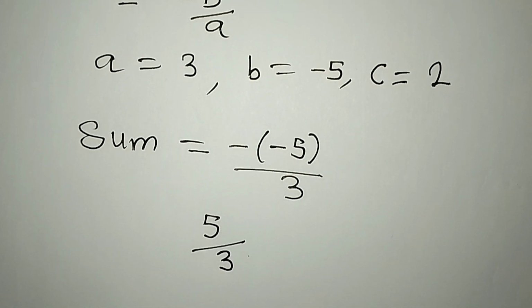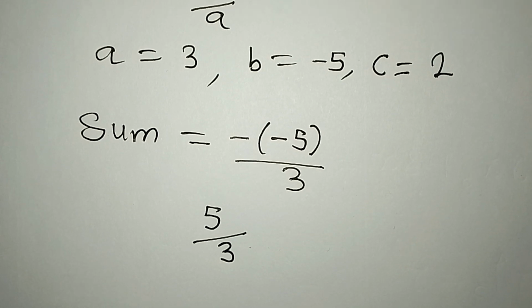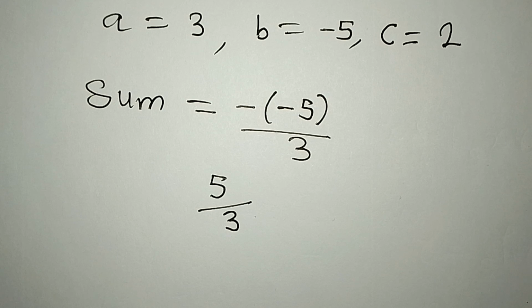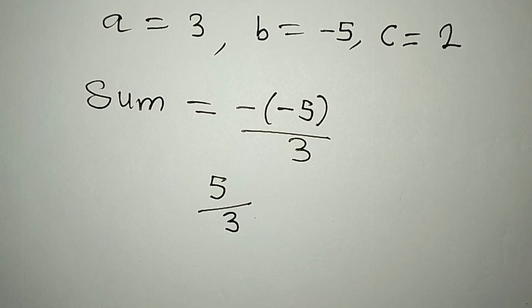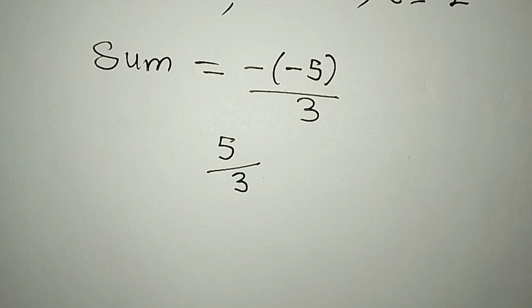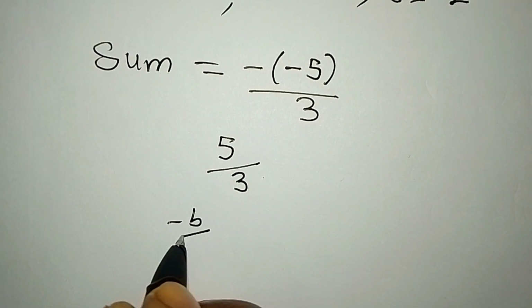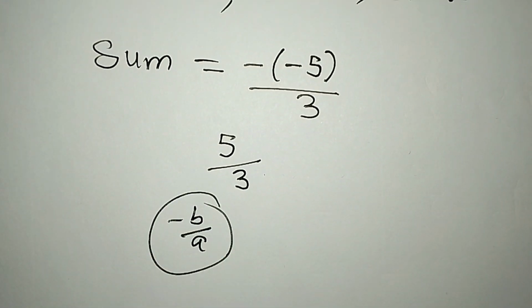Now, compare this to what we had before, 5 over 3. You can see that they are the same, right? So, if you don't want to find all the roots before getting the sum of the roots, you can just use this minus b over a, and you will get the sum of the roots.